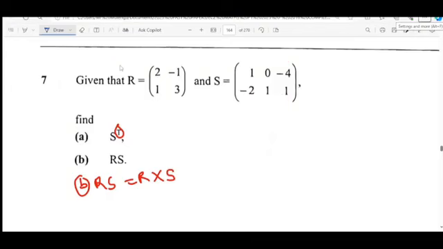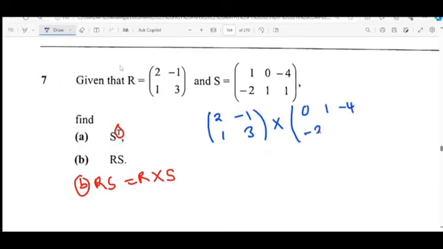So where there is matrix R, we have 2, -1, and also 1 and 3. Matrix R is multiplied with matrix S, which is 0, 1, -4, then -2, 1, 1. When you multiply, you say row by column, row by column. This is our first column. This is the principle that you follow.